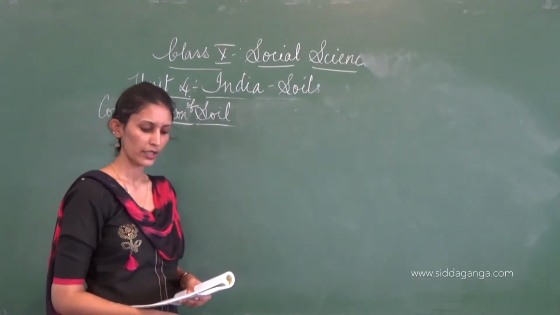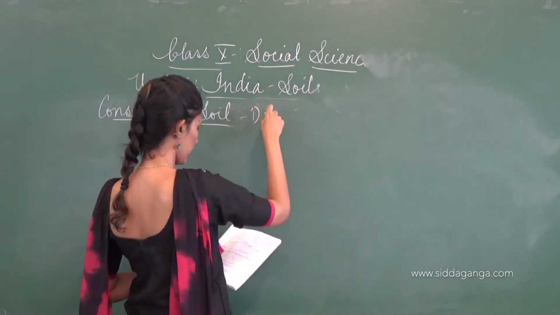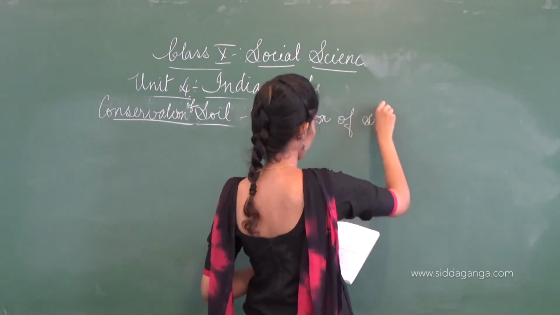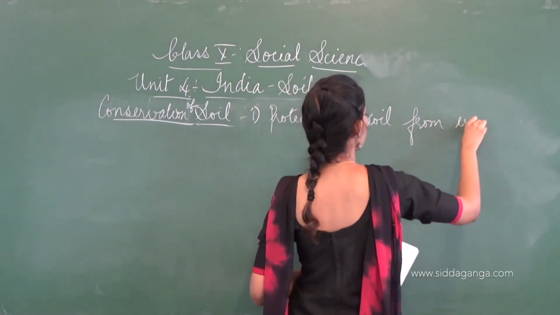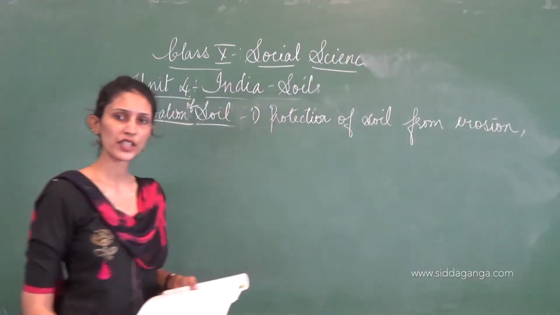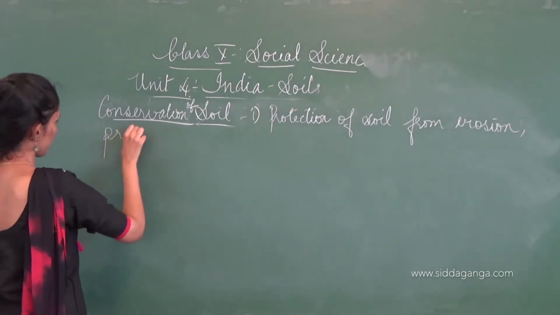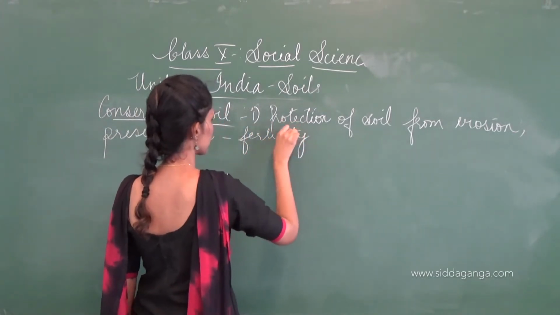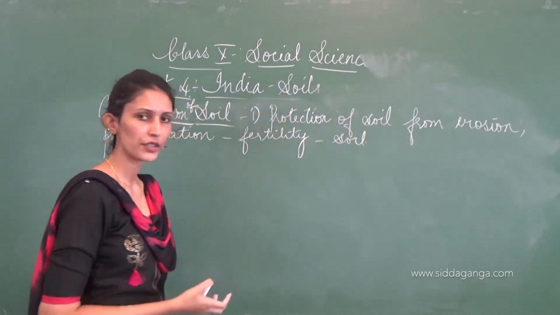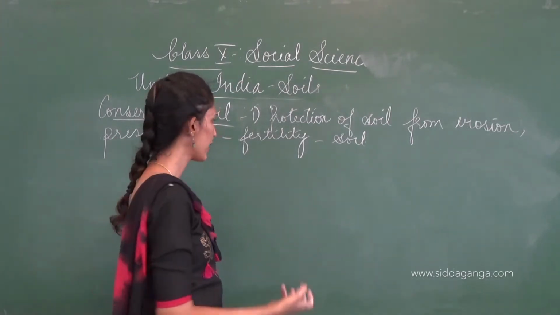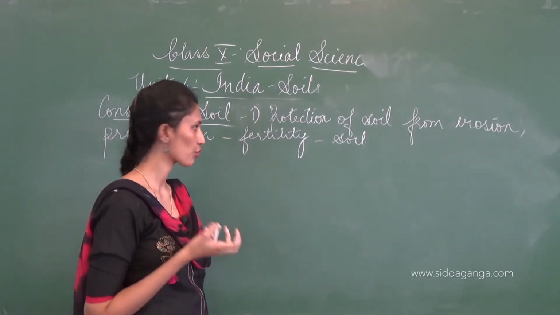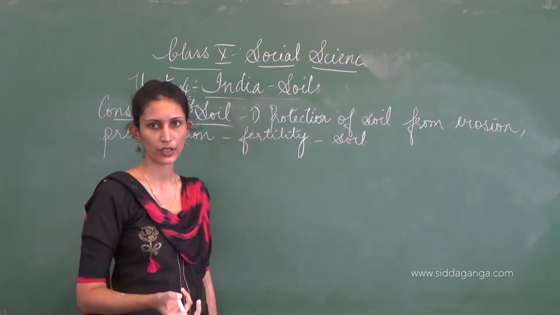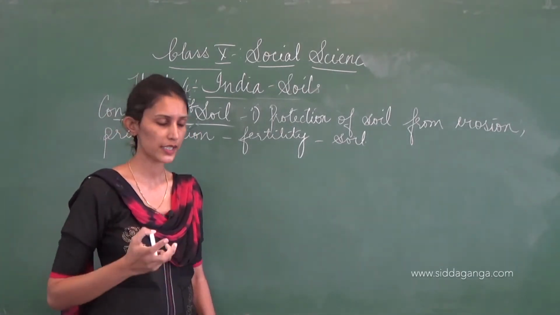Conservation of soil. Now, what is the main definition of conservation of soil? It is protection of soil from erosion and preservation of the fertility of soil. You are protecting the soil so that it doesn't get eroded and doesn't move away, and in turn you are protecting the fertility of the soil too. When you are not eroding, you are preserving the fertility of the soil.